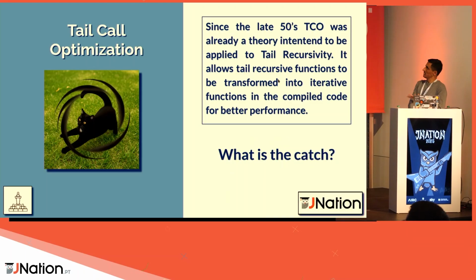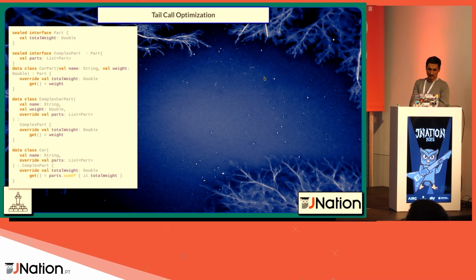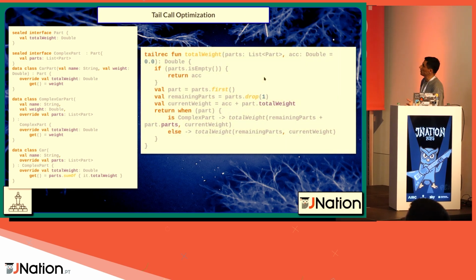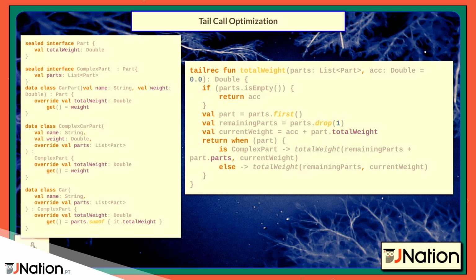So what is the catch and what is the problem? Essentially, when we use tail call optimization, we need to make sure that the functions we are using are tail recursive. And that just means that the last call of the recursive function is the recursive call itself. So that's why we have there a call to totalWeight and a call to totalWeight. It's the same call, and that means that the last call is the same. So this is a tail recursive function, and we can apply tailrec to it.